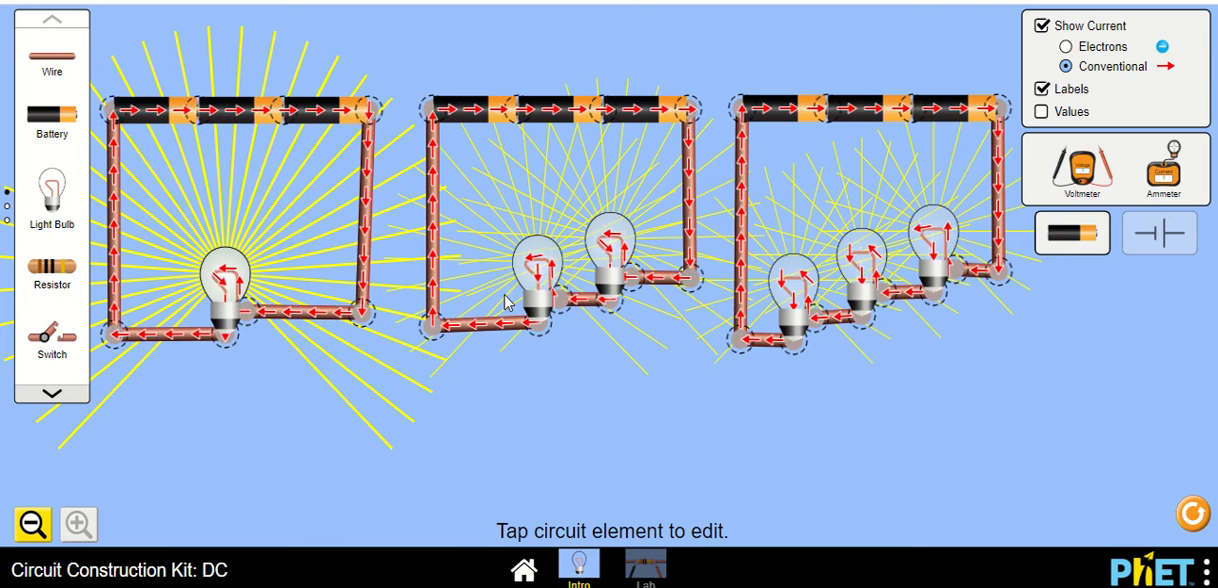So the pattern here, you can see that when I increase the number of bulbs connected in series from 1 to 2 to 3, the brightness of the bulb actually decreases. Brightest here, less bright, and even less bright over here. So the more bulbs you have in series, the less bright they are. Okay, so this is the pattern we see.